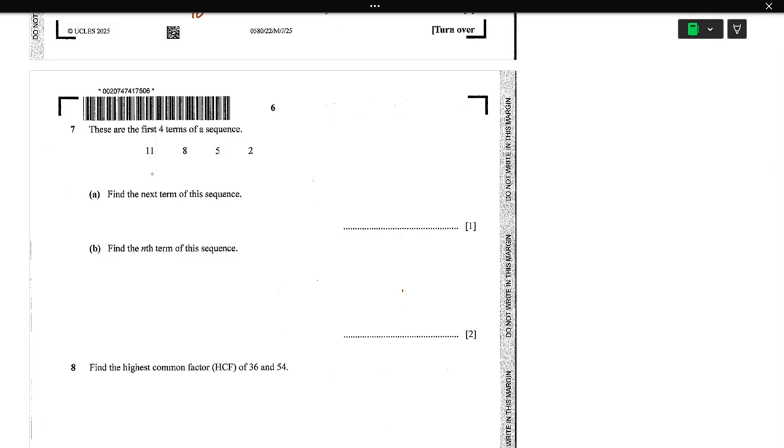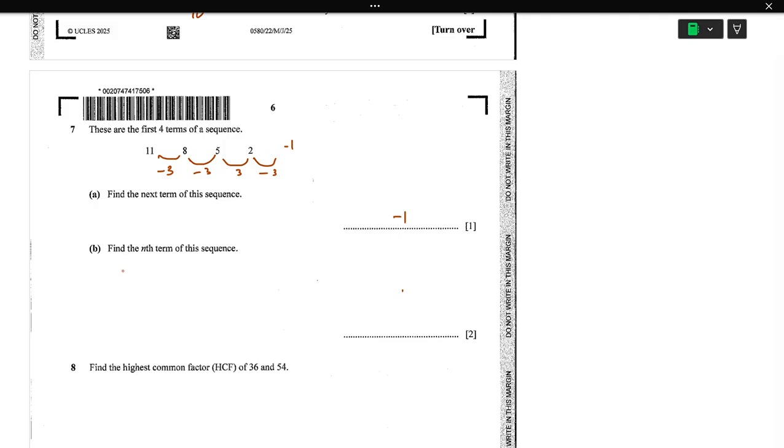So here the distance is going to be -3. Here the sequence is decreasing, so here also it is -3. Here also -3. The next one must be -3. 2 minus 3 is going to be -1. So the answer is going to be -1 here.